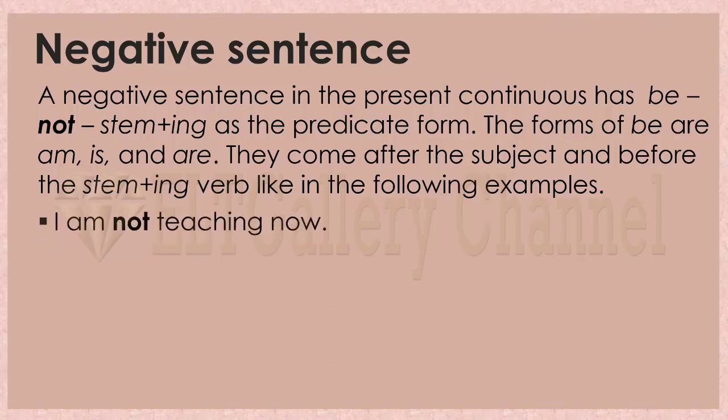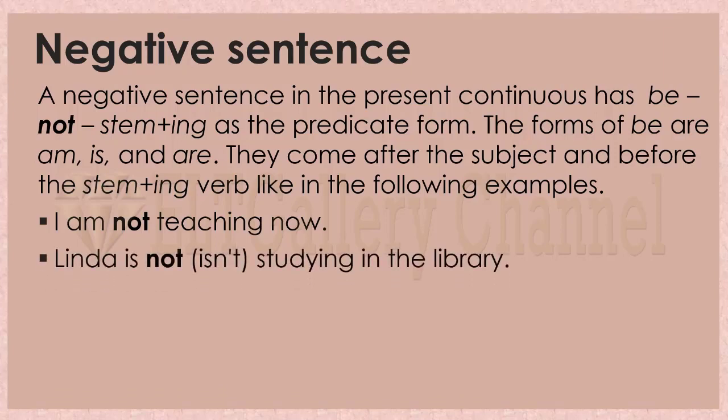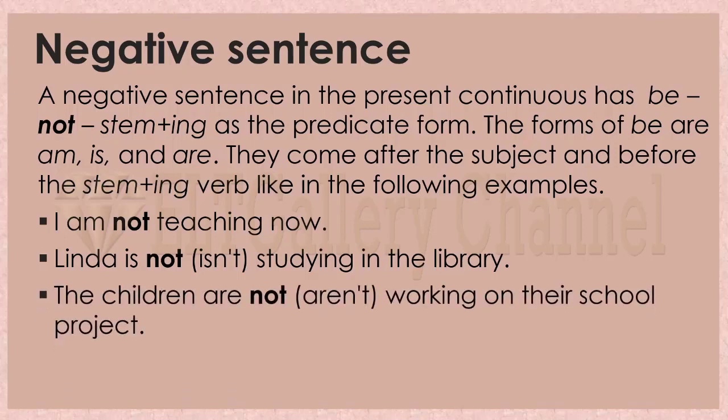I'm not teaching now. Well, I'm recording, but this is for my teaching. I'm not teaching now. Linda is not, so here we have isn't. Linda is not or Linda isn't studying in the library. The children are not, the children aren't working on their school project. So we can have the contraction isn't or the full form is not, and the full form are not or aren't.